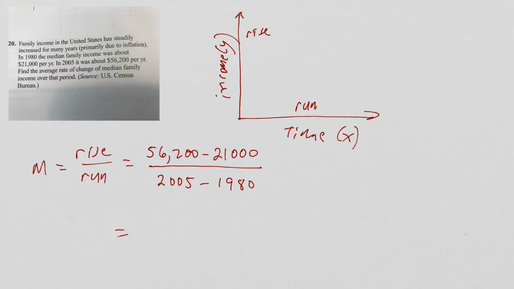So this is going to be 35,200 over 25 years. So this would give us a slope of 1408. And if you labeled this, it would be dollars per year. Okay, number 21 wants it in slope-intercept form.